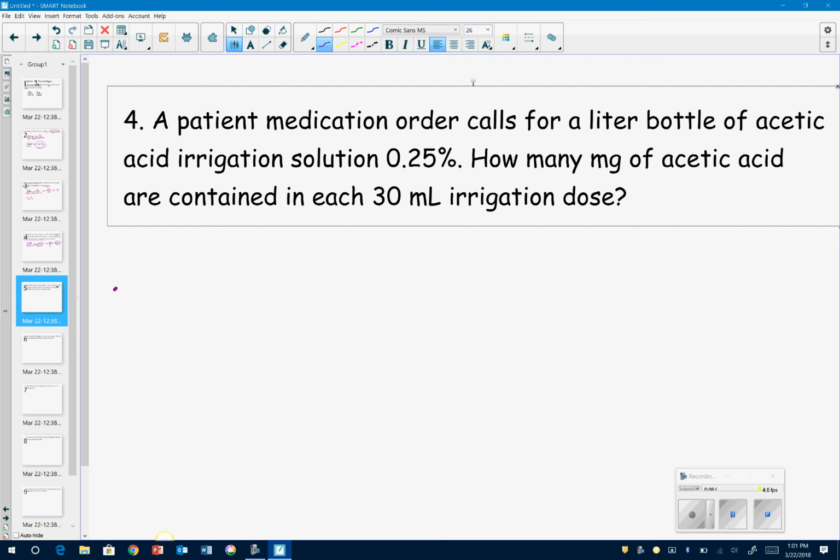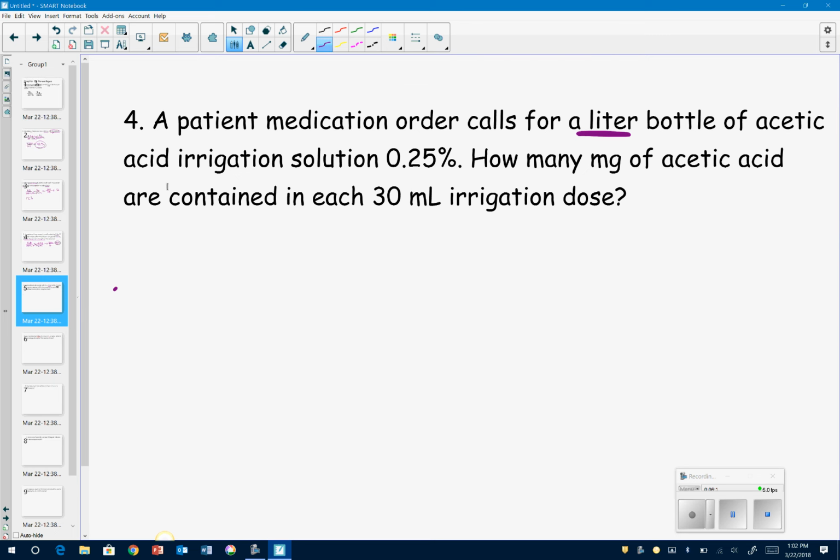Number 4, a patient medication order calls for a liter bottle of acetic acid irrigation solution of 0.25%. How many milligrams of acetic acid are contained in each 30 milliliter irrigation dose? So on this one, I wanted to point out the liter because some people would probably look at that as a number, but it's too much information there. So you don't even have to worry about that one. So it's wanting to know how many X milligrams are contained in 30 milliliters.